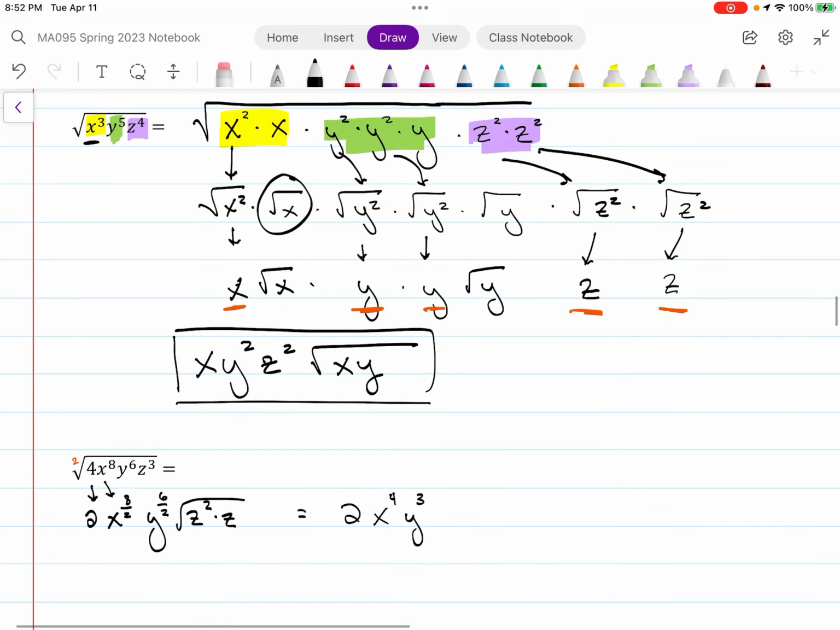And again, you could go write out every y squared. There's 3 of them, right? Y squared times y squared times y squared. So you get y to the 3rd. Now the square root of z squared is z. And what's left underneath is just 1 z by itself. So think about it. That was the only odd one. And so that's why we end up with 1 still stuck underneath.